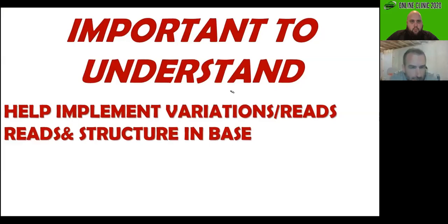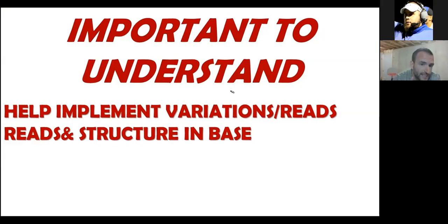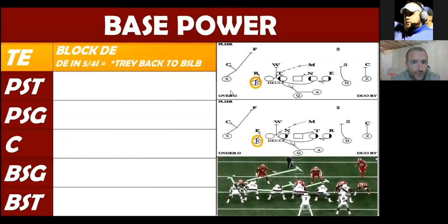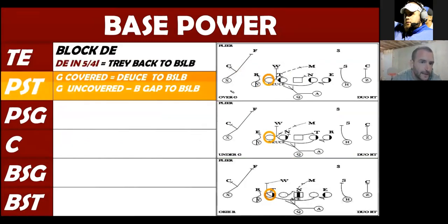All right. It's important to understand these things because when you understand why it is hard for the defense and the techniques you're going against, it will help you implement variations and reads, and also attack the structure in your base. We talk about our base power that we ran at Mississippi State this year. It was pretty traditional. Our tight end was to block the front side D end. If he was in a 5 or 4-eye, he was going to trade the backside backer.